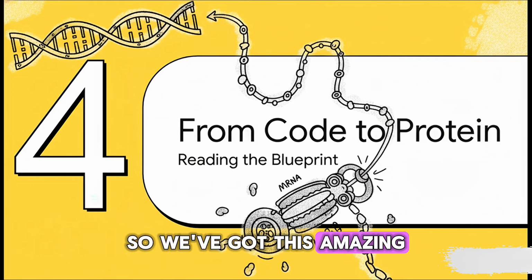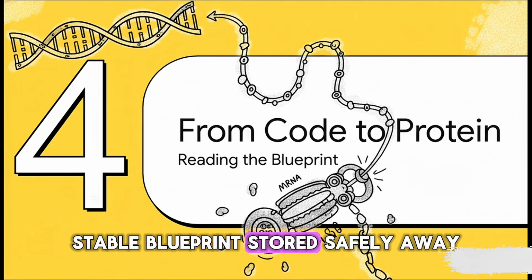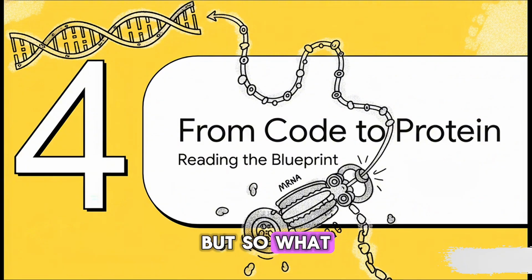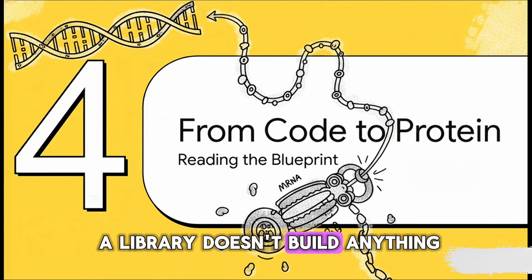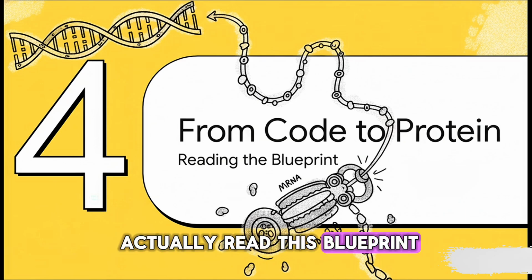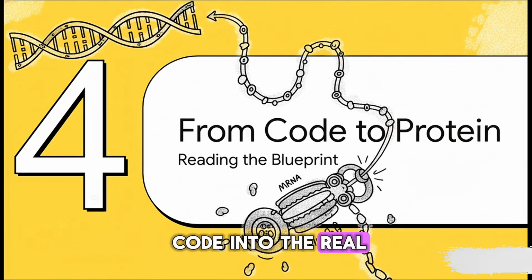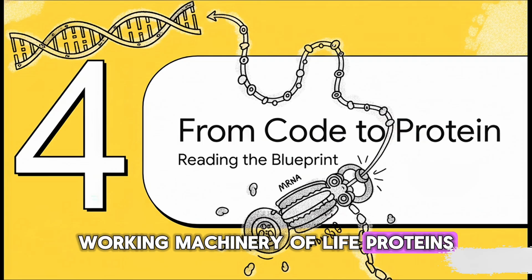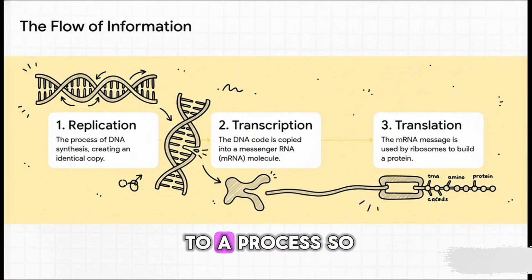So we've got this amazing, stable blueprint stored safely away. But so what? A blueprint sitting in a library doesn't build anything. So the big question is, how does the cell actually read this blueprint and turn that static code into the real working machinery of life, proteins? Well, it all comes down to a process so fundamental to life, it's called the central dogma of biology.